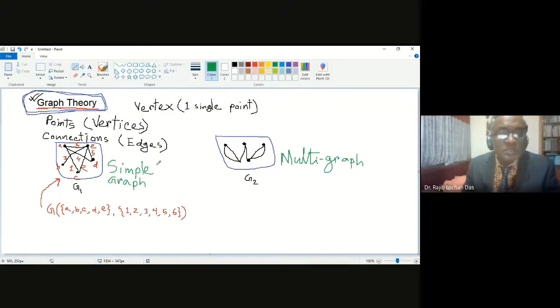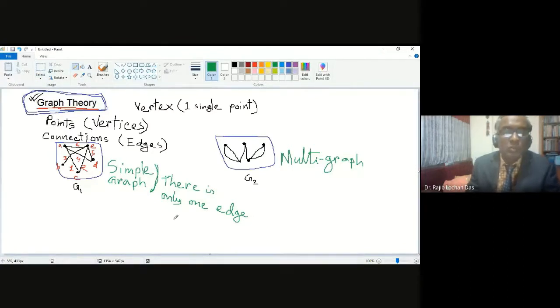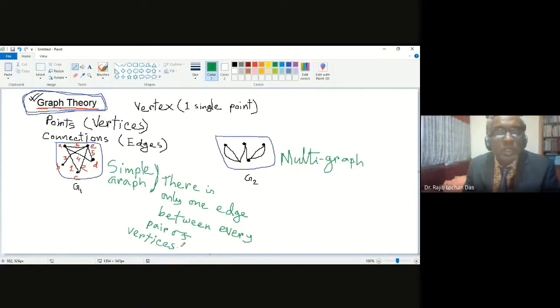So what is a simple graph? A simple graph means there is only one edge between any pair of vertices. You do not have multiple connections, only one edge between every pair of vertices. That means you do not have more than one connection between any 2 points.